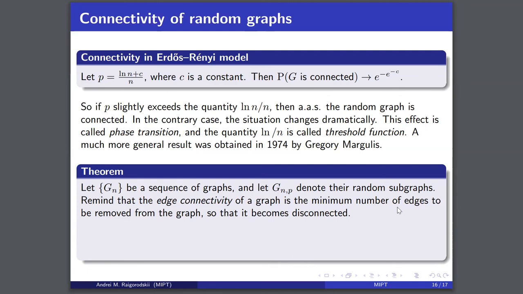Now remind what we mean by edge connectivity. The edge connectivity of a graph is the minimum number of edges to be removed from this graph in order for it to lose connectivity. This is called the edge connectivity. For example, if a graph has a bridge, something, a bridge, and something, then the edge connectivity equals one. We just kill this edge, and it becomes not connected. It's a minimal cut, yes?